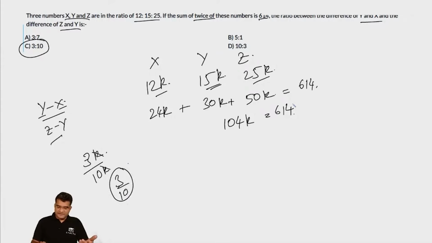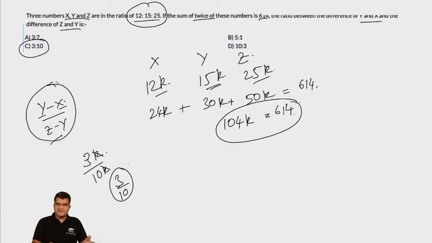You would also notice that we didn't really need information about their sum or twice their sum. That was just given to waste your time and probably confuse you a little. Just by looking at the ratios, we will be able to find out the ratio of y minus x divided by z minus y, and that equals 3/10.